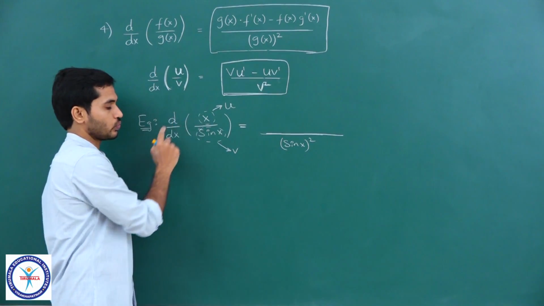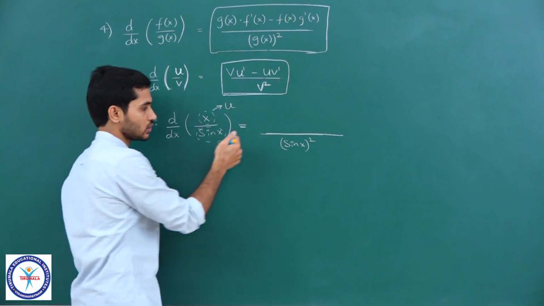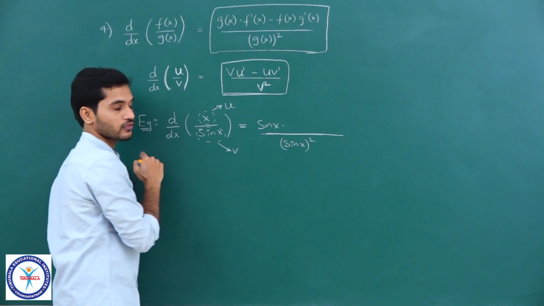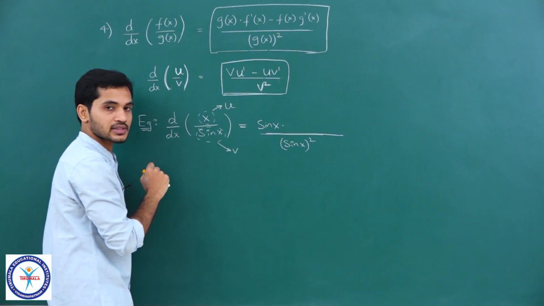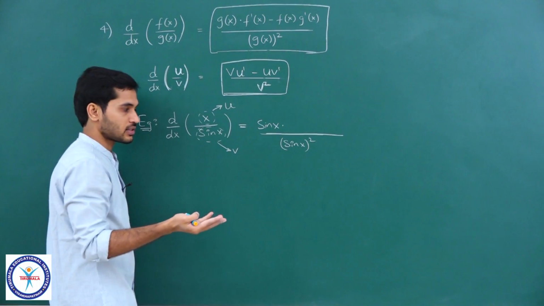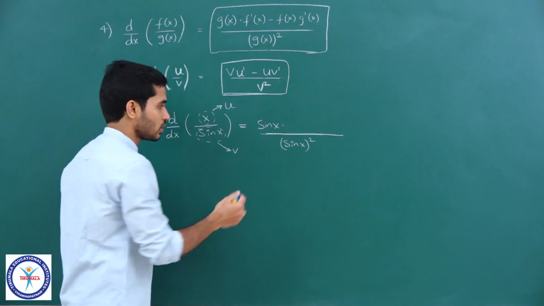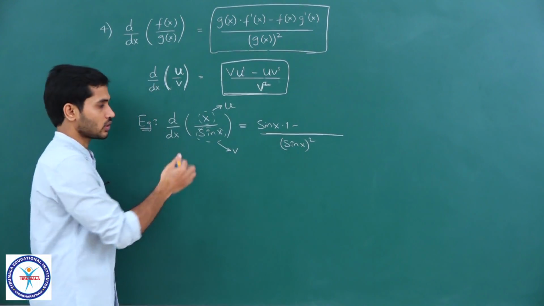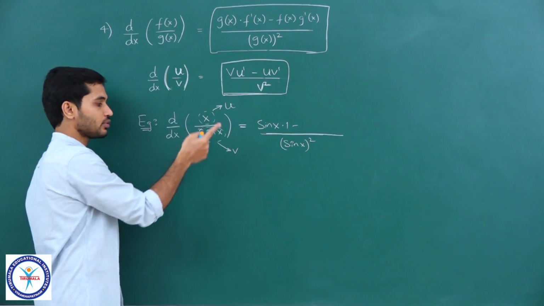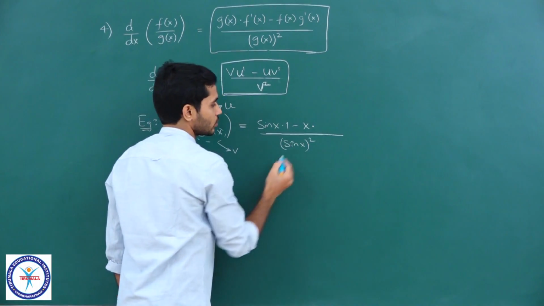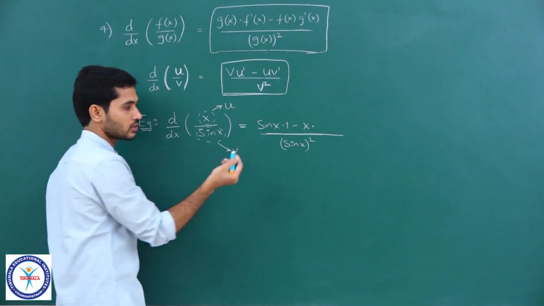So, v u dash. First I should start with v, which is sin x into derivative of the numerator. What is derivative of x? Derivative of x is 1 itself. d by dx of x is 1. So, into 1 minus what? Now, this into derivative of this, correct. So, x into derivative of sin x. We know that it is cos x.